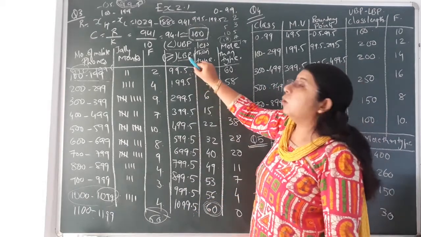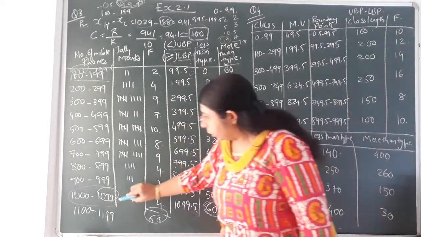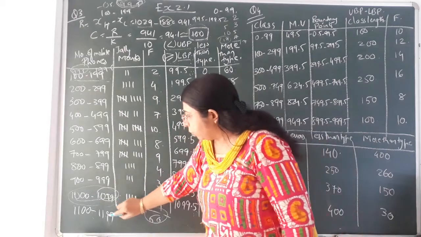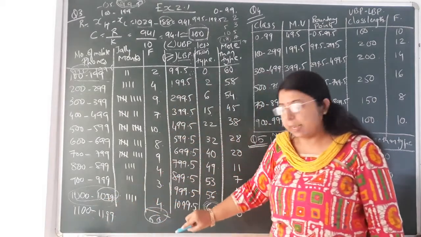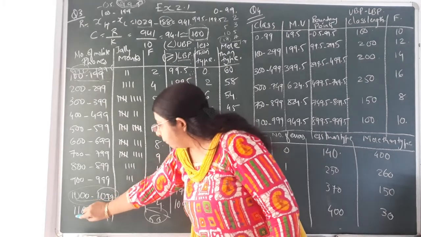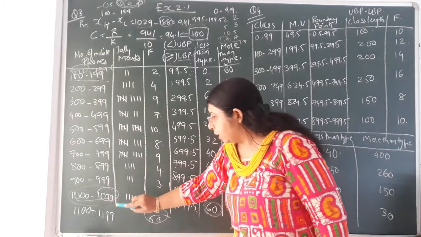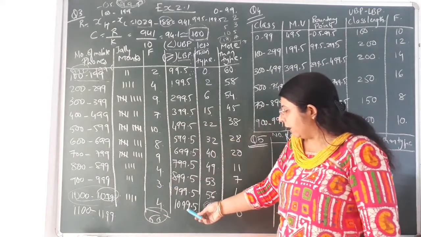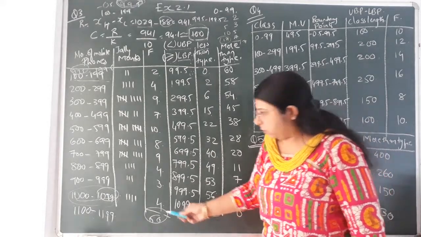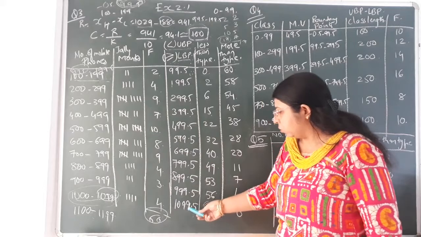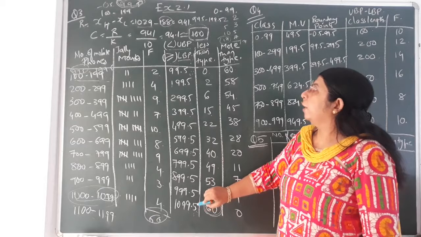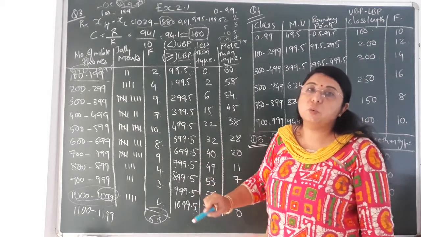That is greater than or equal to the lower boundary point. Now you can see the last class was 1000 to 1099. After this, what would the next class become? 1100 to 1199. The exclusive class of this means minus 0.5, so it would come to 1099.5. So we have to take the lower boundary point of the subsequent class, 1099.5, and carry it forward.